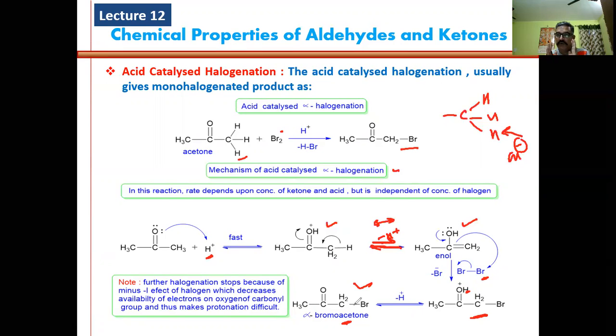Question arises: after monohalogenation, why does further substitution stop? Answer is simple. Due to the attachment of bromine, a minus I effect is exerted on the carbonyl, due to which electron availability on oxygen decreases. The minus I effect of the halogen decreases the availability of the lone pair on oxygen, due to which protonation is difficult to occur, and hence further halogenation stops. Protonation से start हुआ देखिए आप.